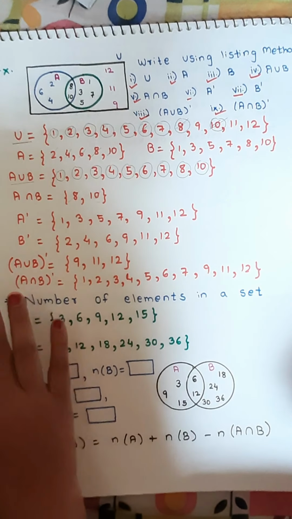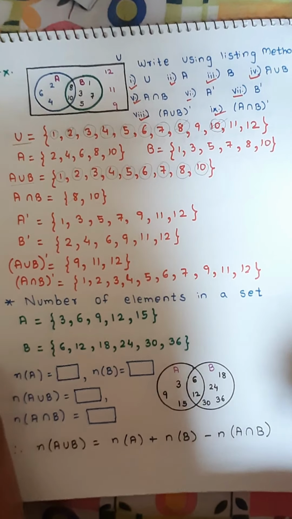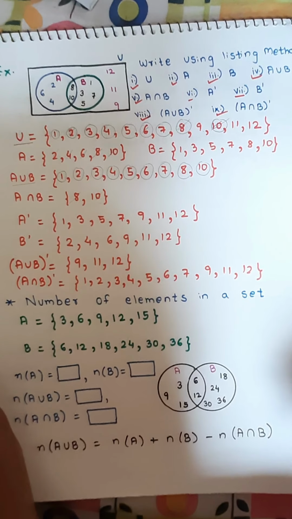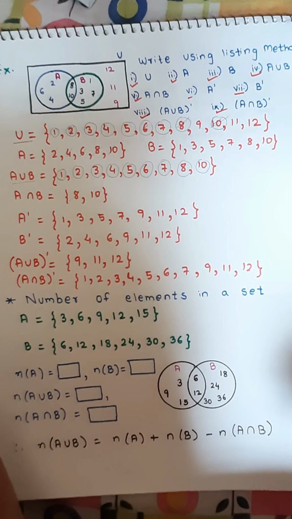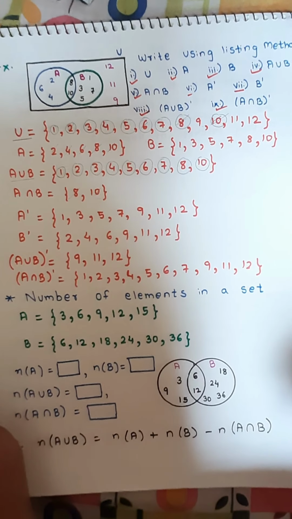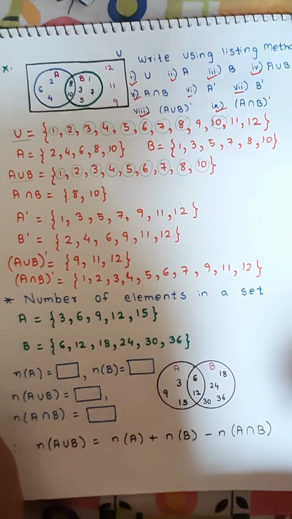This is how you have a long question related to this. Everything comes in that. You have to write the universal set, set A, B, A union B, A intersection B, A dash meaning A complement, B complement, complement of A union B, and complement of A intersection B.